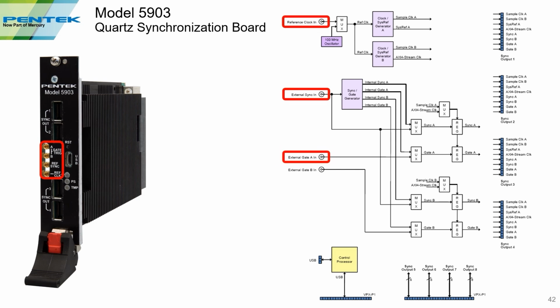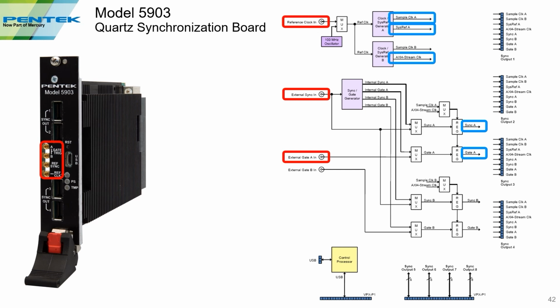There's also an external gate in, which allows you to send a synchronized gate signal to all the different boards. There's actually 2 gate signals, but in this configuration, we're only using 1. Within the board, we're generating the signals we said we always need for doing multitile synchronization. We're generating the clock, the sample clock, we're generating the sysref, and we're generating the AXI stream clock. In addition, again, we have the sync and the gate.